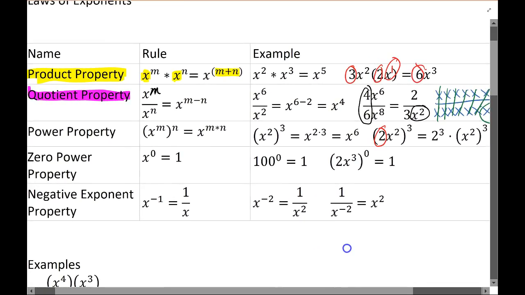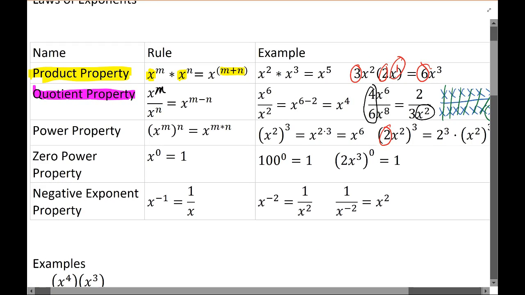All right, probably the easiest property to apply is the zero power property, which just states that anything raised to the 0 power equals 1. It doesn't matter how complex. If it's raised to the 0 power, it's going to equal 1.